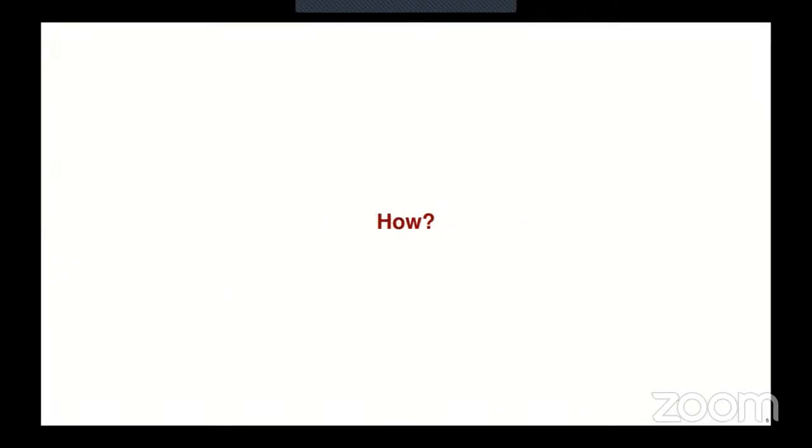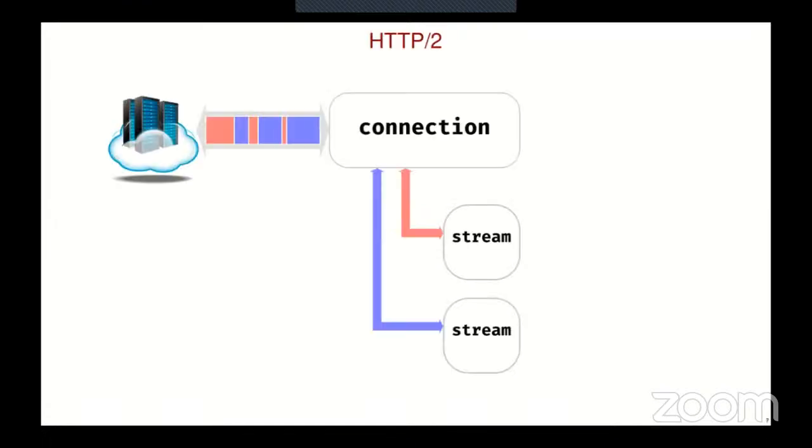Okay, so that's the what. Now I'll talk briefly about how I built this library. So let's start by looking at the basic picture of HTTP2. The thing that HTTP2 adds is stream multiplexing.